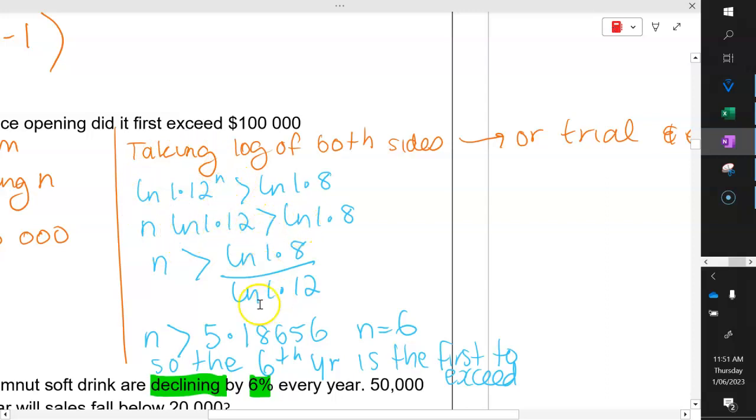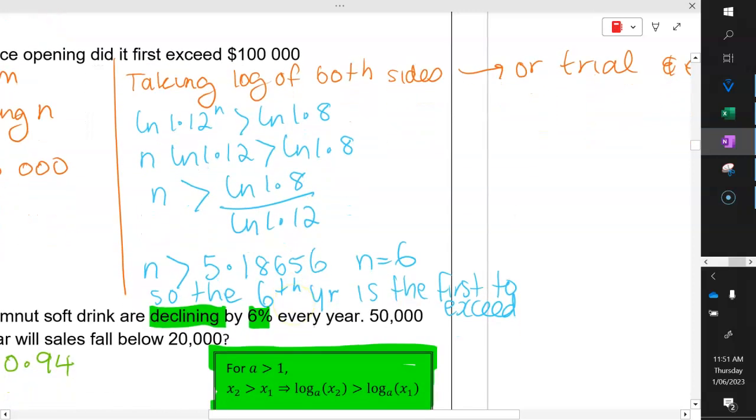Divide by the log of 1.12, just like this, and then pop that right-hand side into my calculator, and I end up with n is greater than 5.18565. We want n to be the next integer or whole number bigger than that, which is 6. So the 6th year is the first year to exceed that 100,000. So you can see that we're doing the same thing over and over again.